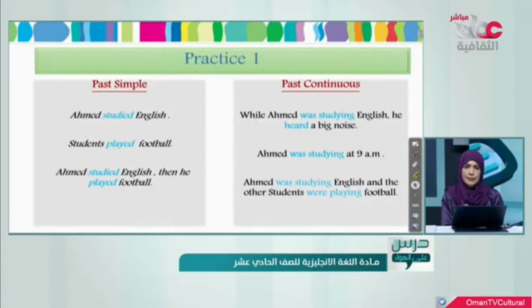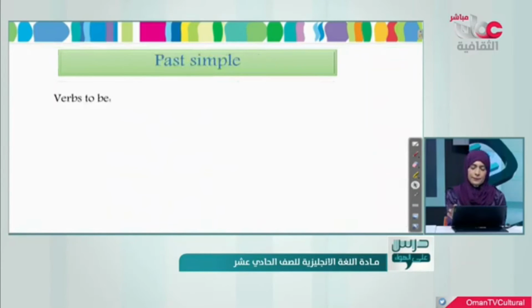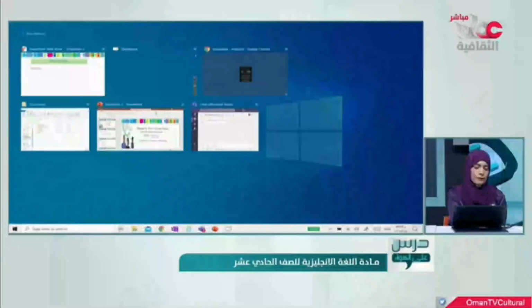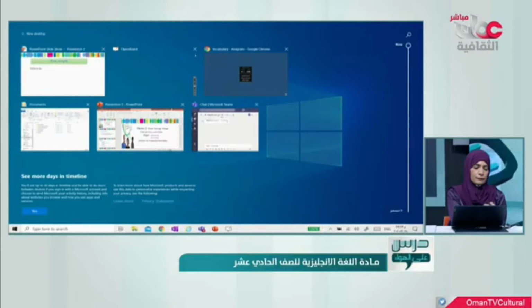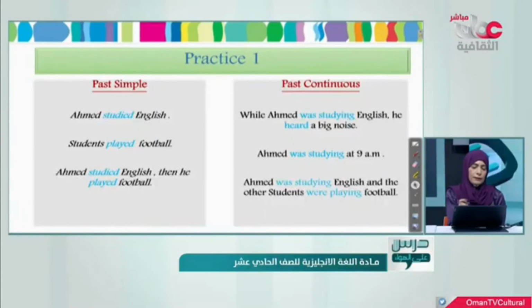Now, I will use the same example to indicate all the usages that we have for the past simple and the past continuous, just to make it more clear for you. Look at the two examples. Ahmed studied English and students played football. There are two examples, but each time they have a different meaning.